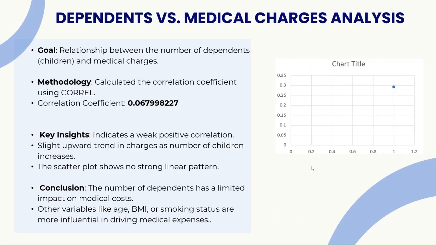Rather than this, it shows that they are not having higher medical charges as compared to others by dependents, because the value is not that high. And no strong linear pattern is available in this scatter plot chart as well.